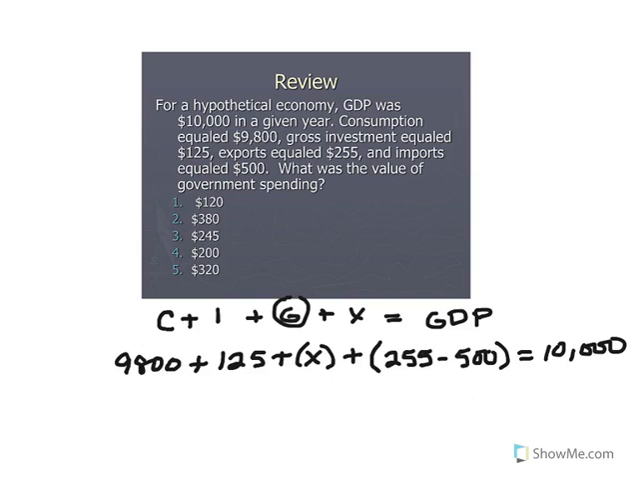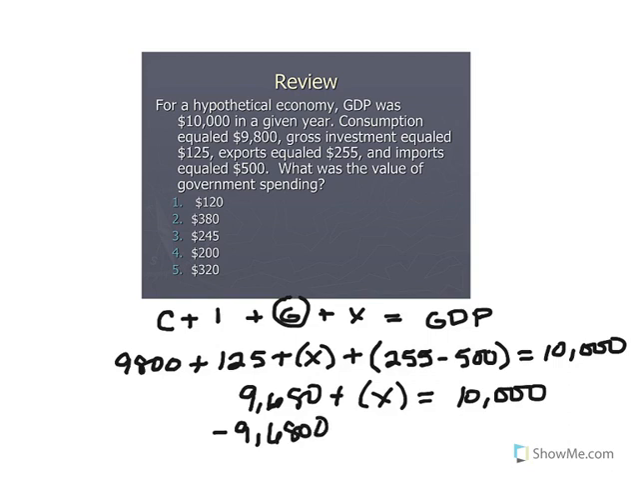So if we do the math out here on the left-hand side of our formula, and we do the 9,800 plus the 125 of gross investment, but then we have to subtract out the negative value of our net exports, we end up coming up with 9,680 plus G equals 10,000.